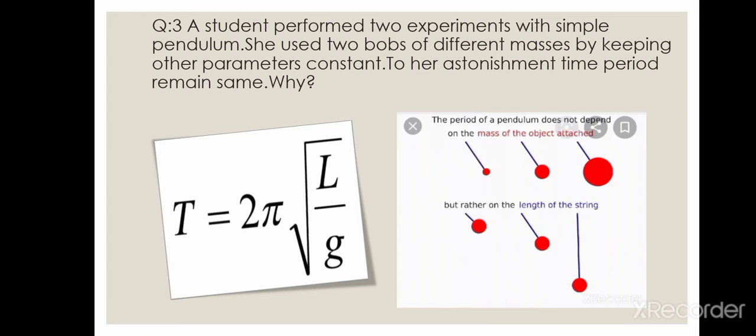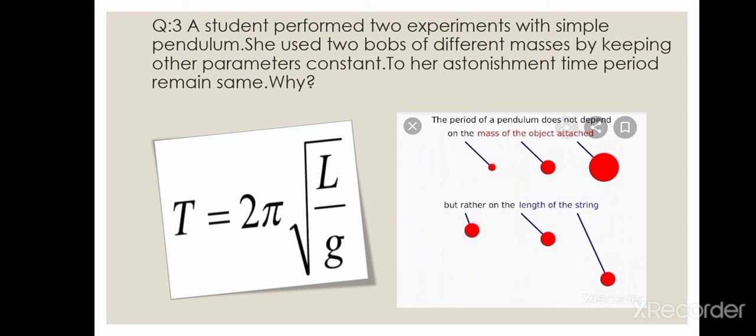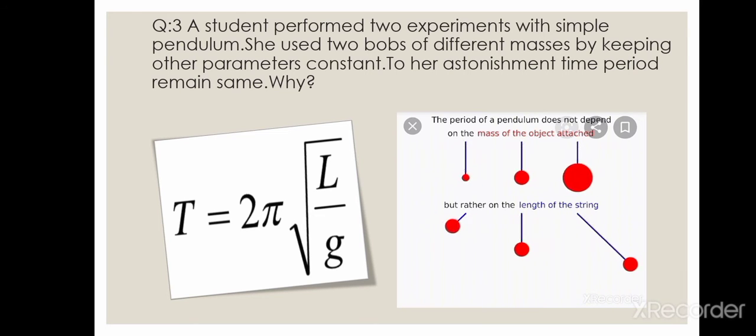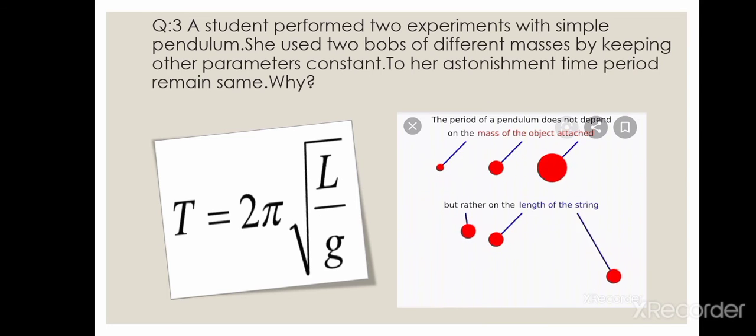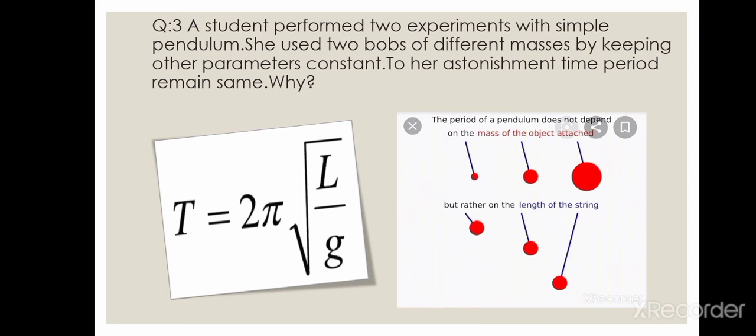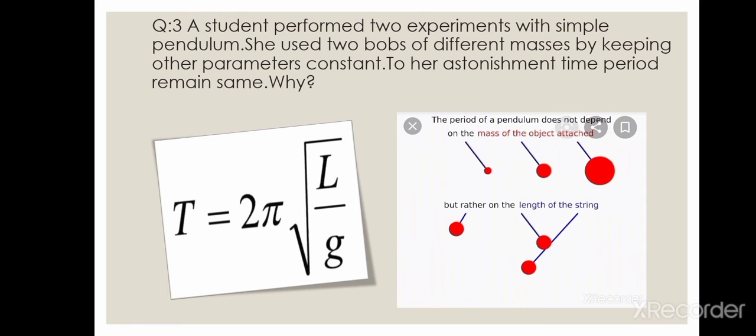Question number 3. A student performed two experiments with simple pendulum. She used two bobs of different masses by keeping other parameters constant. She has kept the lengths constant and she has taken the pendulums with different masses. In the video you can see part number 1, pendulums with different masses, and number 2, these are with different lengths. Observe it carefully and make use of this formula, then write your answer.